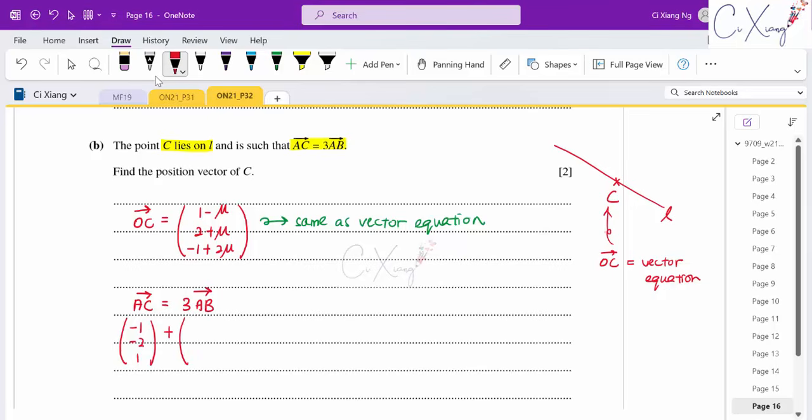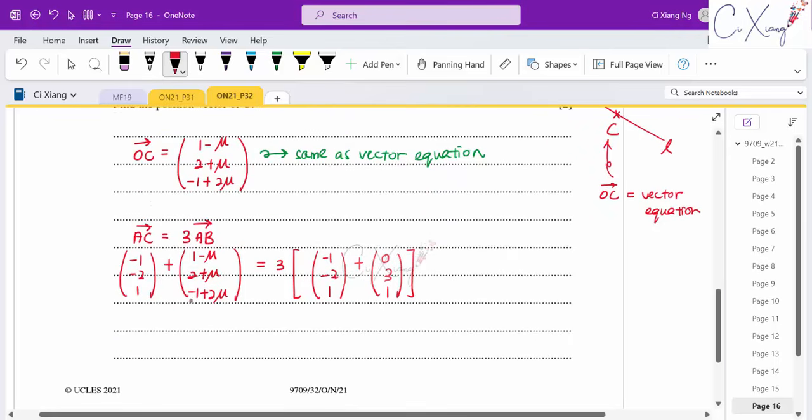And then what is the OC? OC is (1 minus mu, 2 plus mu, -1 plus 2 mu) equals to 3AB, so 3 times AB. So AB is (-1, -2, 1), then plus OB. What is the value for OB? (3, 0, 3, 1).